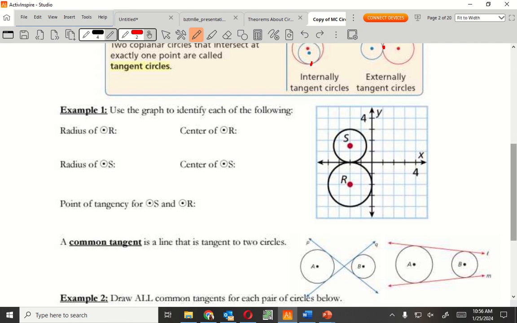Okay. Use a graph to identify each of the following. Radius of R. Okay? Radius. That means from the center out to the edge. Circle R. Let me see. What is the radius of circle R? I don't know is not the correct answer. Try again.